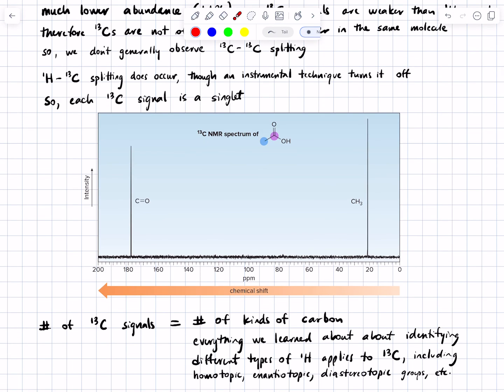Much of what we learned, everything we learned actually, about identifying different kinds of protons applies to identifying different kinds of carbons. So if you can interchange carbons by rotation around a bond or by some symmetry operation, the carbons will be identical. Everything we learned about homotopic, enantiotopic and diastereotopic applies to carbons. In terms of chemical shift, generally the same principles for shielding and deshielding apply. That is, being adjacent to an electronegative atom causes you to be at higher chemical shift.